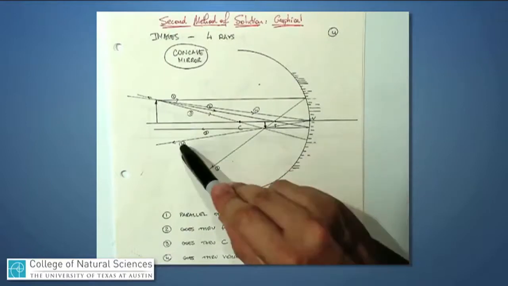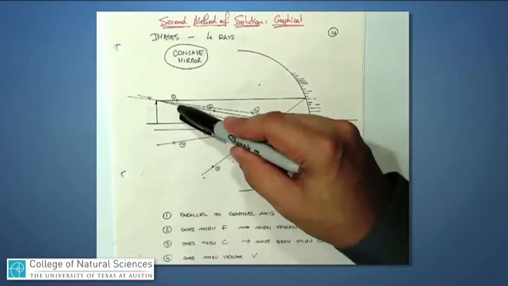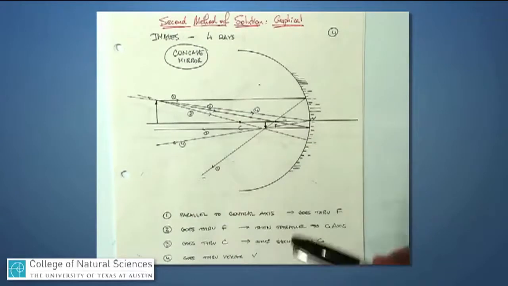And it comes down here. Number 4 is right down here, coming in at the same angle as it was coming in. Notice that all 4 of those light rays intersect at one point, and that one point indicates what's the image location for the tip of that arrow.